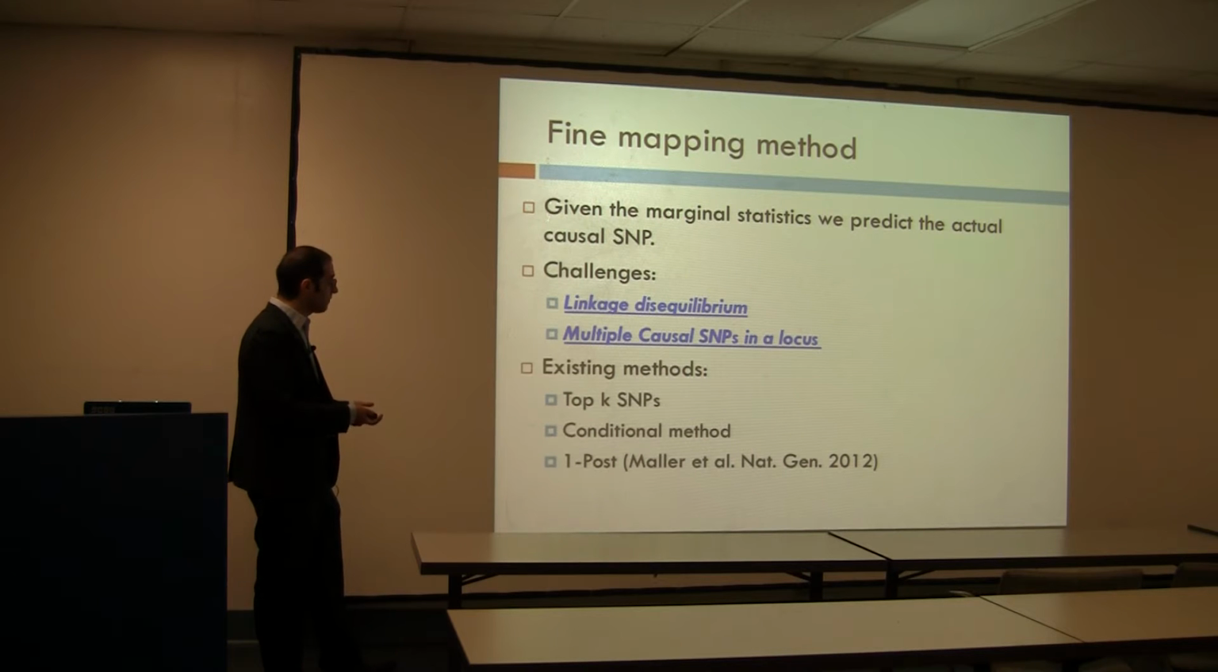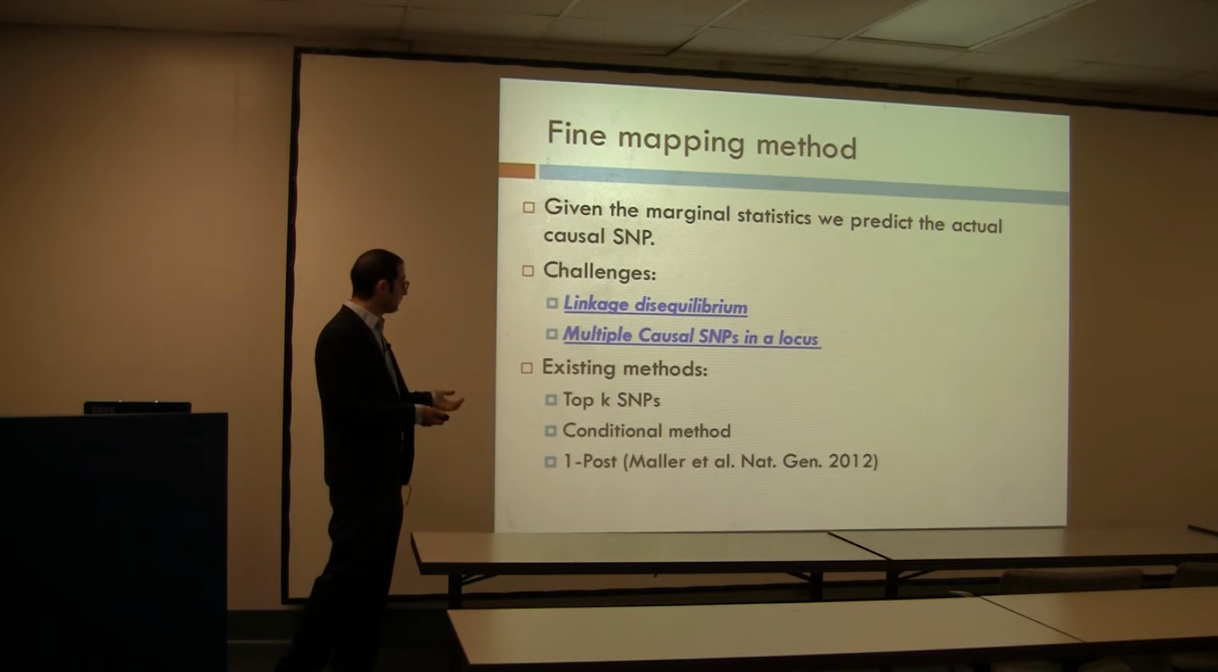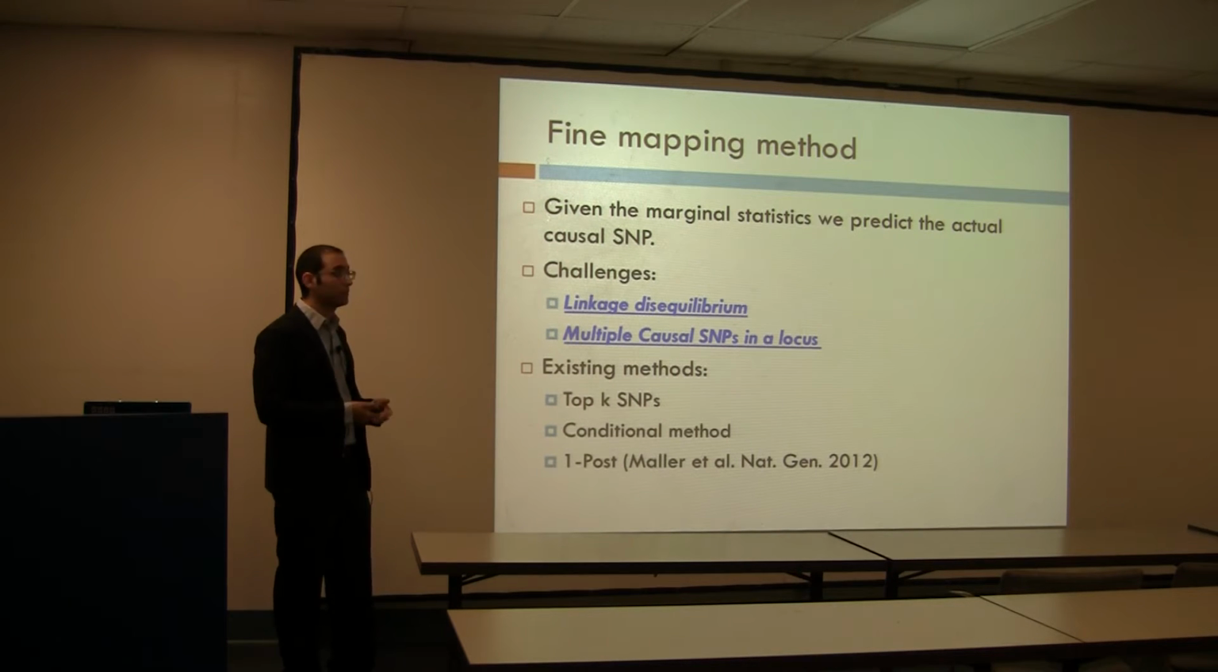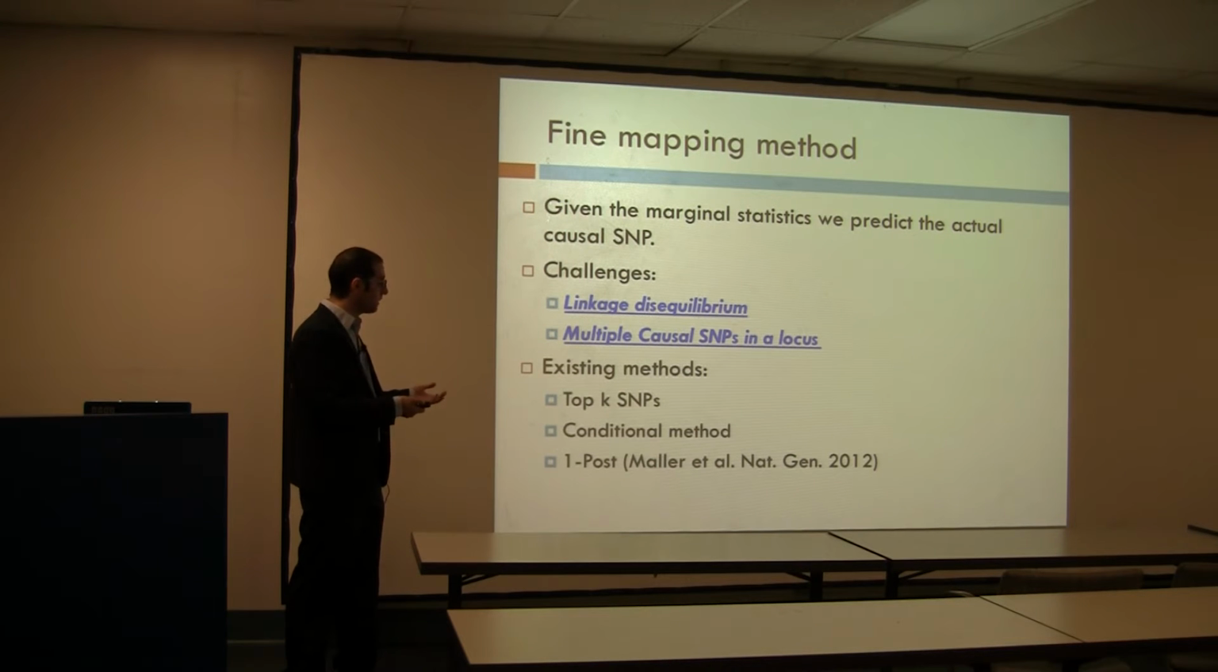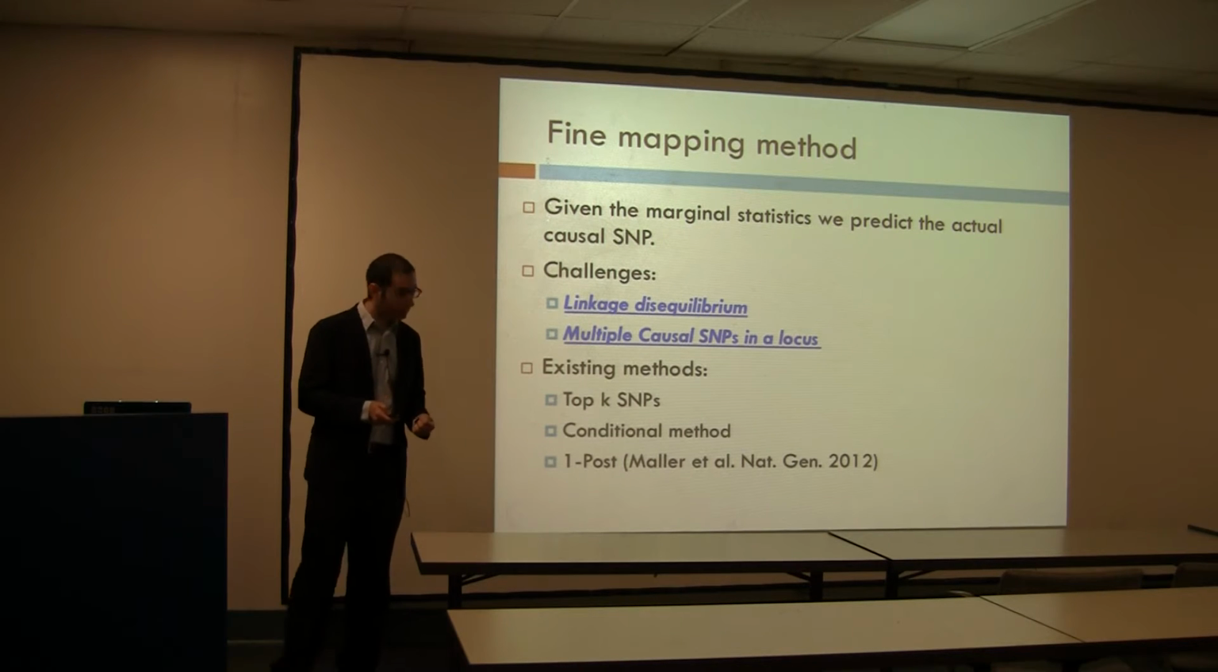Now, I will explain three methods that try to perform fine mapping, and we compare our method against them. The first two methods I will explain in the following slides, and the last method I will explain in the context of our method, which is much easier. The first two methods are top K SNP and a conditional method. And the last method, we will call it one post, which is actually a method proposed by Muller et al.